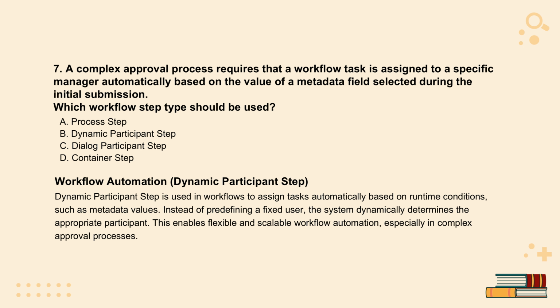Here is the stem for that. A complex approval process requires that a workflow task is assigned to a specific manager automatically, but it's based on the value of a metadata field selected during the initial submission. Okay. Which workflow step type do we use? Options. A, process step, B, dynamic participant step, C, dialogue participant step, or D, container step.